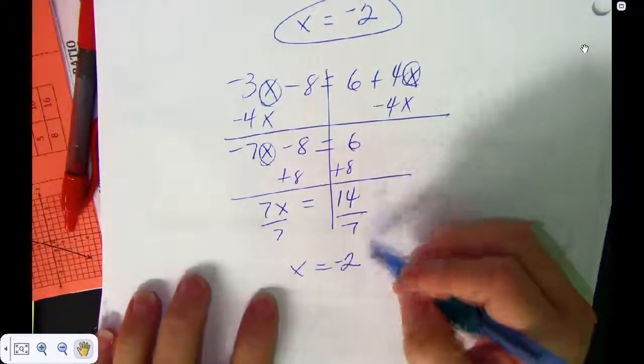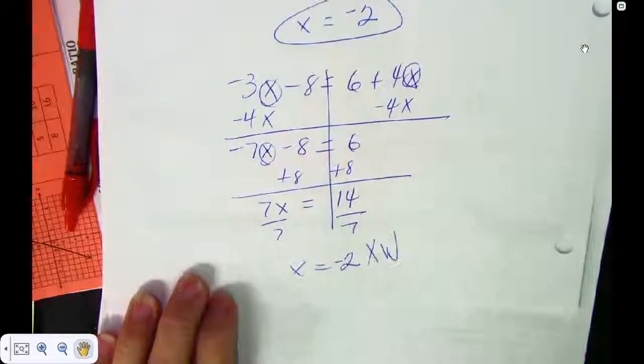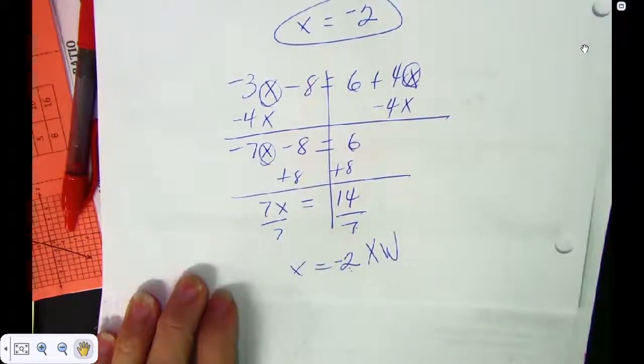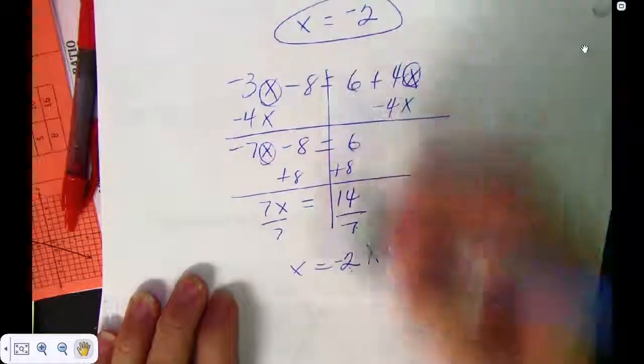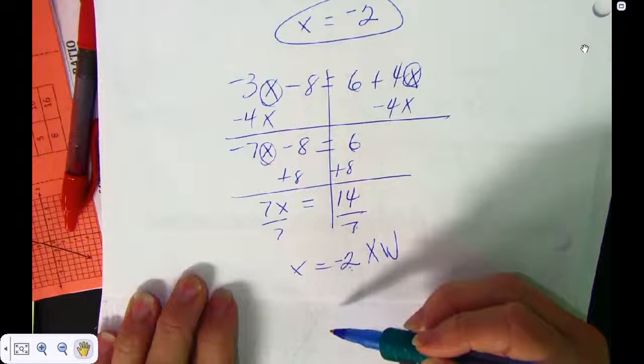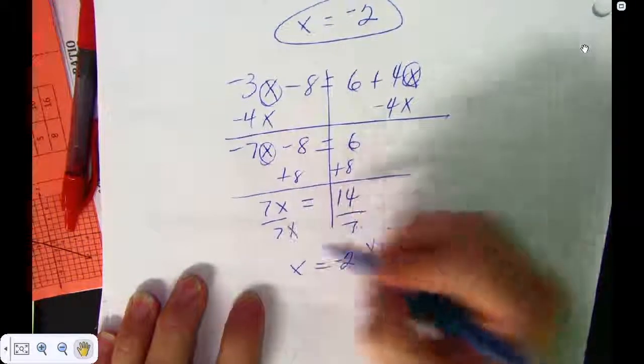What do I do to this problem? Why? 14 divided by 7 is not negative 2. I check the work, guys. I check the whole thing. Here is what some people are doing.